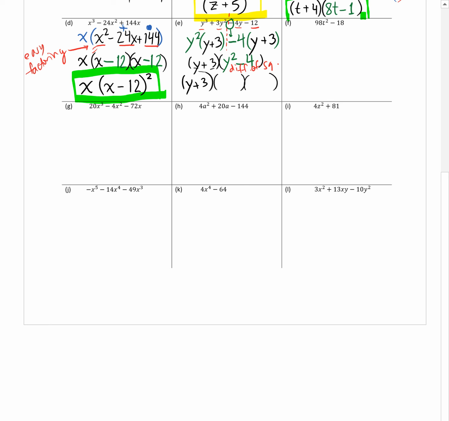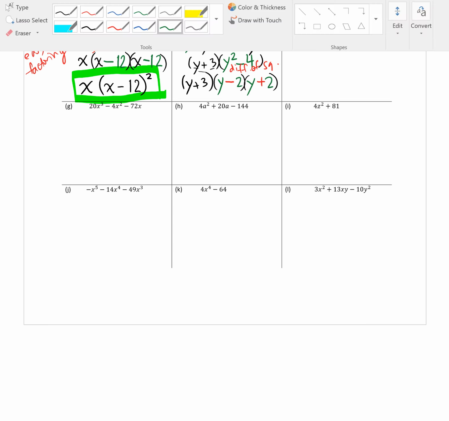Alright, and if you remember, difference of squares factors into one with a plus and one with a minus, or a minus and then a plus, it doesn't matter. And then you ask yourself, okay, what can you square and get the first term? Well, it'd be a y, because y squared equals y squared. And then what can you square and get the second term, 4? Well, it'd be 2, since 2 squared is 4. Alright, and that's as far as it goes.